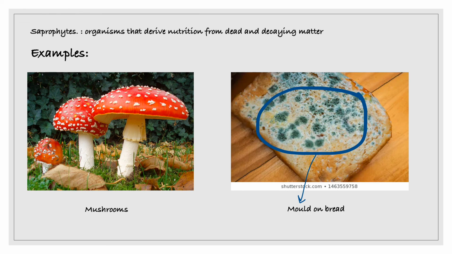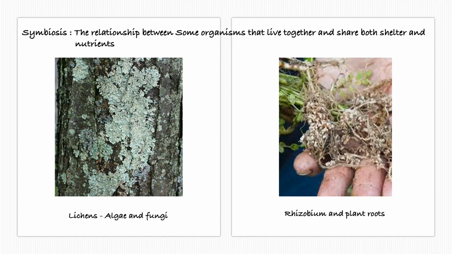So that is about saprophytes. Then moving on, symbiosis. Symbiosis is the relationship between some organisms which live together and share food and shelter, which means some organisms live together and help each other, and that's how they live. The most common example is lichens. Lichens is the relationship between algae and fungi.